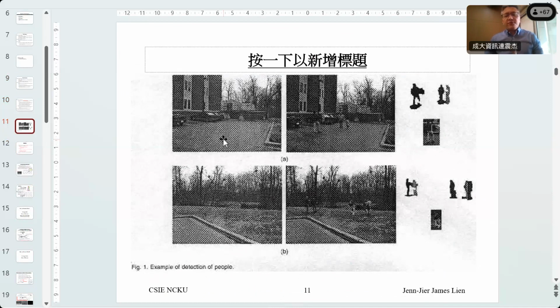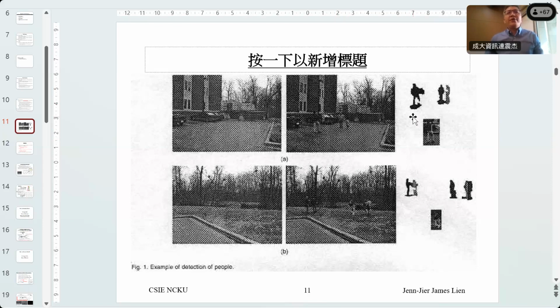So this is one example, this is a background. Background means they don't have any object you want to extract. Suppose I want to extract the people or the vehicle or the bicycle, motorcycle, something like that. After several seconds, we have a new object come in. And how can you extract those objects? We can use background subtraction.